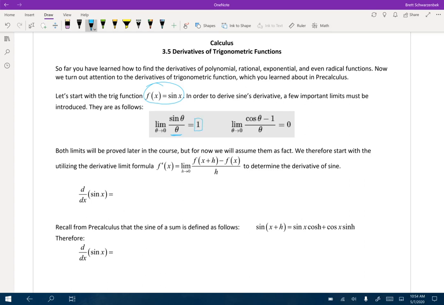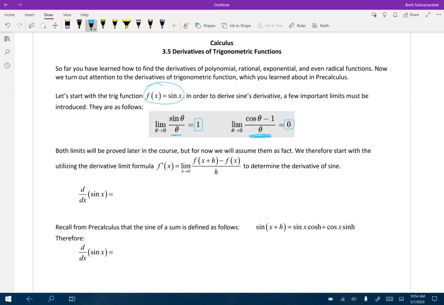The second function we have to define, for its limit, is cosine theta minus 1 over theta. The limit as theta approaches 0 of this function is going to be 0. Now, I'm not going to just leave it as take my word for it. We're going to prove these functions' limits analytically later, but for now, we don't have the tools to do so.